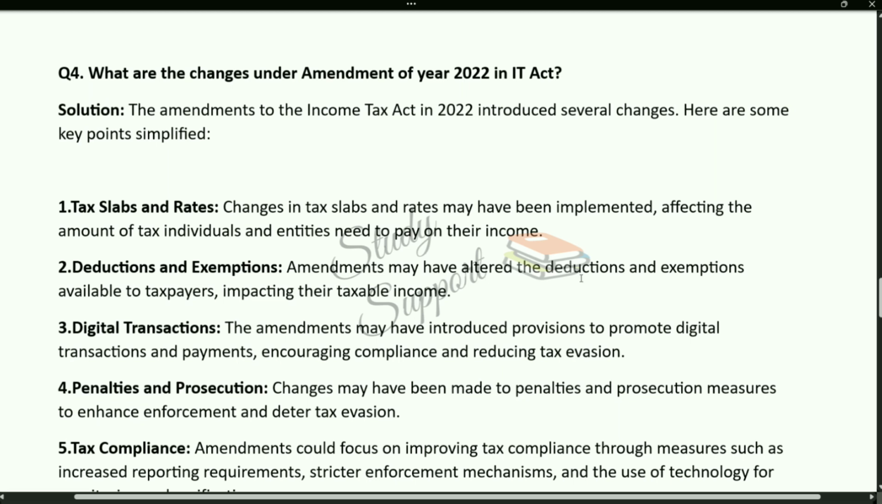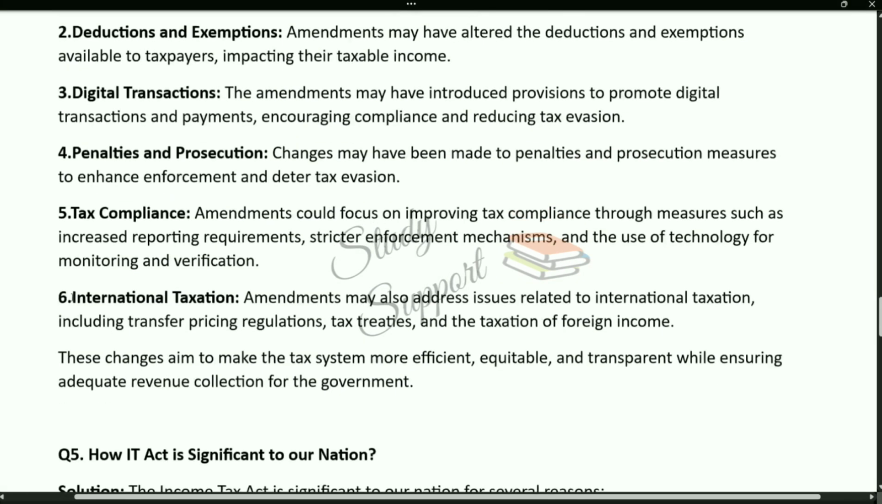2. Deductions and exemptions. Amendments may have altered the deductions and exemptions available to taxpayers, impacting their taxable income. 3. Digital transactions. The amendments may have introduced provisions to promote digital transactions and payments, encouraging compliance and reducing tax evasion. 4. Penalties and prosecution. Changes may have been made to penalties and prosecution measures to enhance enforcement and deter tax evasion.